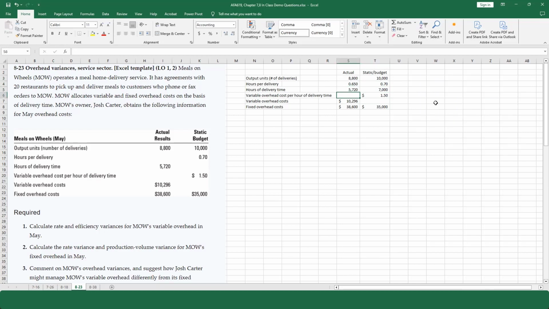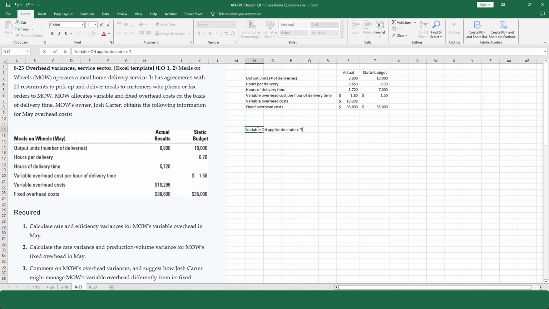Awesome. Now, the actual variable overhead cost per hour of delivery time. Well, we know what our variable overhead costs were, 10,296. If I divide that by the hours of delivery time, it will tell me what my actual application rate was. It's $1.80. But let's just look at how the variable overhead application rate is calculated.